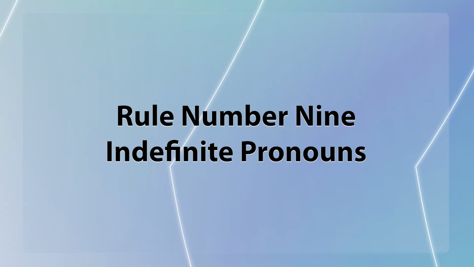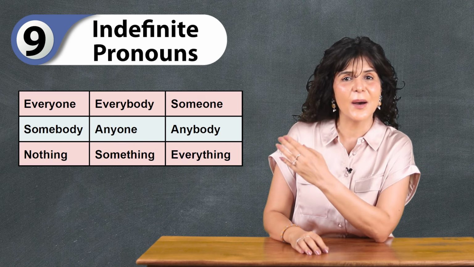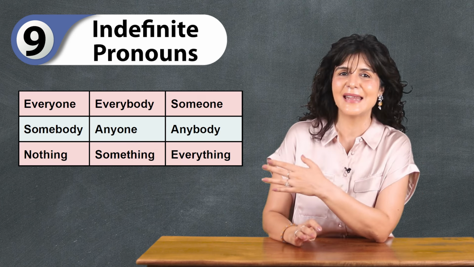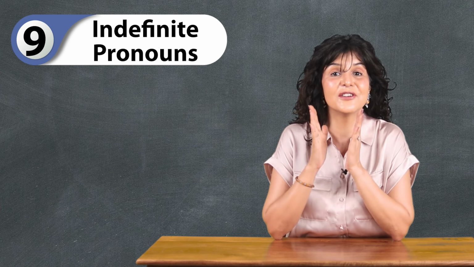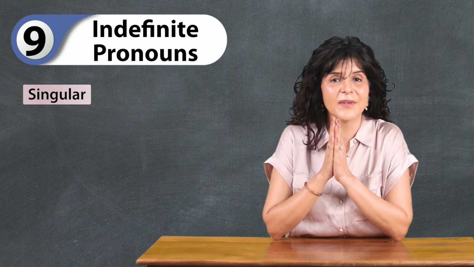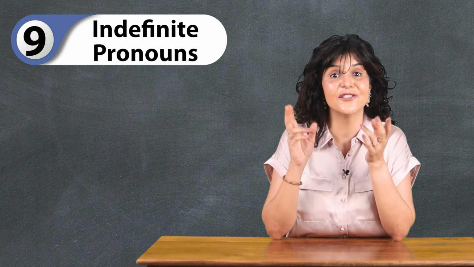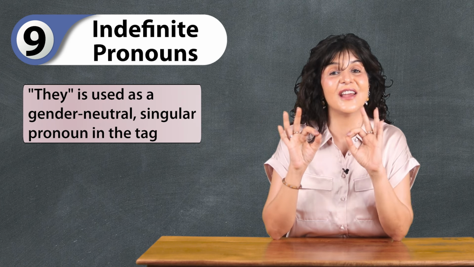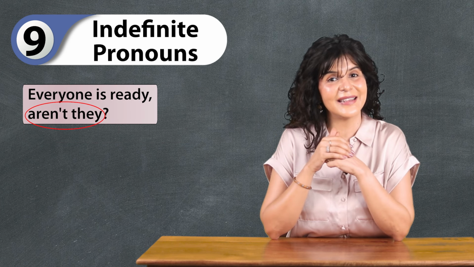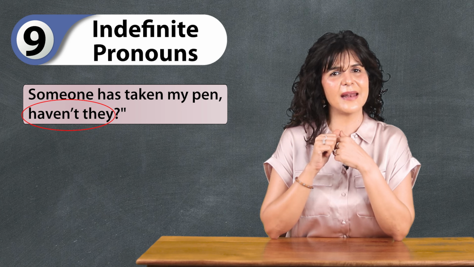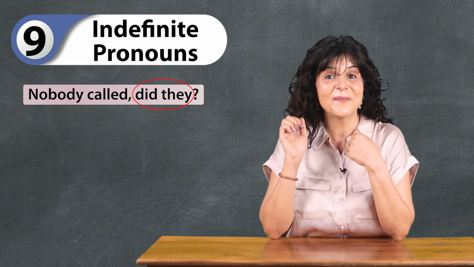Rule number 9, indefinite pronouns. Words like everyone, everybody, someone, somebody, anyone, anybody, nothing, something, they're all indefinite pronouns. And grammatically, these are singular. But we don't know the gender. So in conversational English, they is used as a gender-neutral singular pronoun in the tag. Everyone is ready, aren't they? Someone has taken my pen, haven't they? Negative sentences, nobody called, did they?